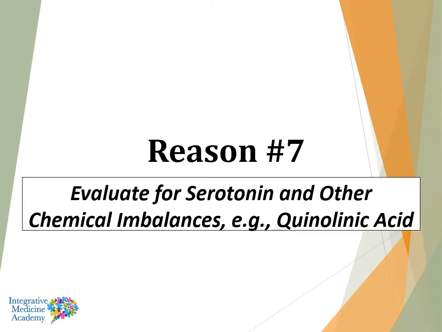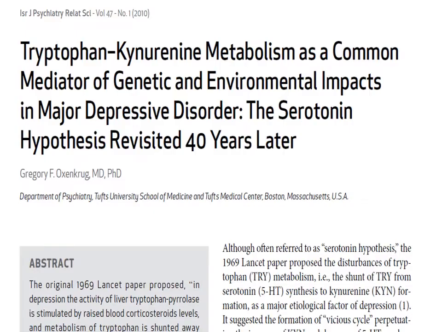is understanding how Clostridia can interfere with neurochemical imbalance. Reason number 7 is to evaluate for serotonin and potentially toxic compounds such as quinolinic acid. It's been known that the tryptophan, what's called the tryptophan kynurenine metabolic pathway, can be linked to different types of neurological and mental health problems such as major depression.